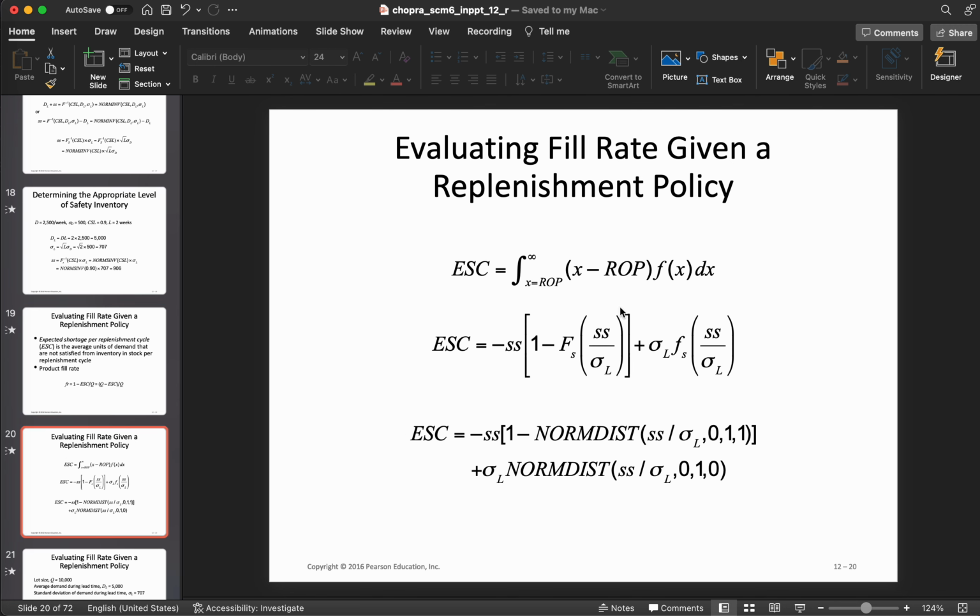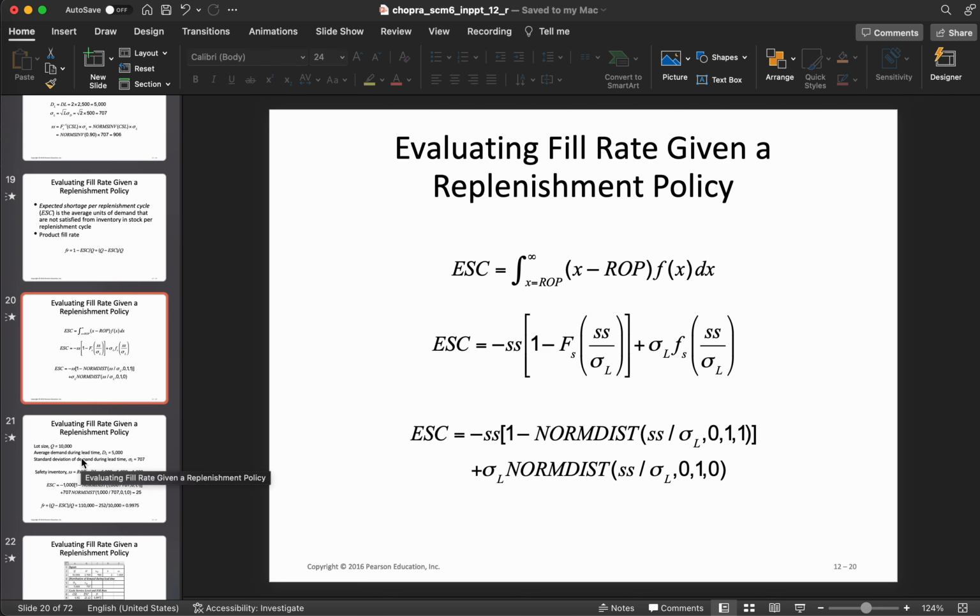You can do the calculations the usual way, and this is the formula that you would use for the normal distribution. This is true for any distribution, where capital F is the cumulative distribution and little f is the probability density, and this is how you calculate the expected shortage for the normal distribution case, right?